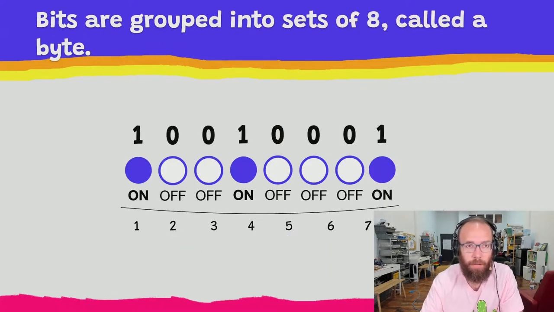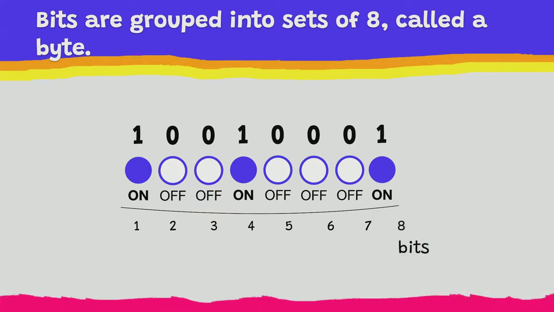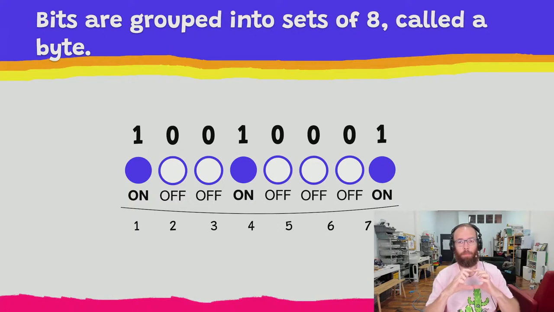But bits are grouped into sets of eight, called a byte. So now you have a byte, which is still not a lot, but you can do something with a byte. A byte of data can be a row of lights on a micro:bit. Eight bytes of data can be the whole micro:bit, if you've used micro:bits before, the whole array of LEDs on a micro:bit.